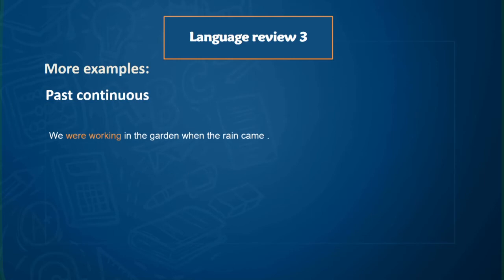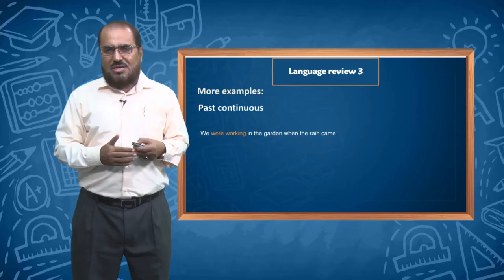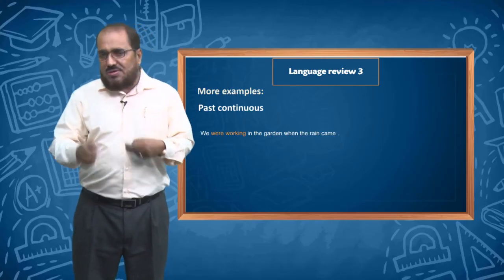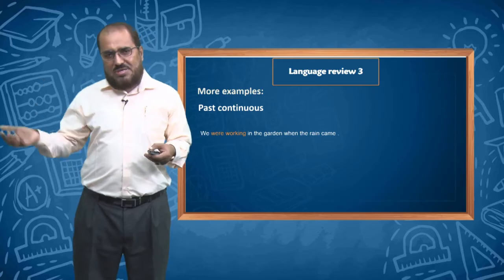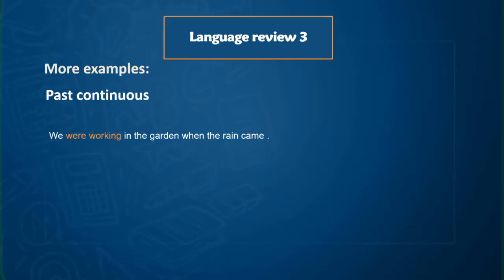Now let's take more examples about past continuous. We were working in the garden when the rain came. Usually, past continuous involves two events. One was continuing, the other one cut in suddenly, interrupted, or happened suddenly. What was continuing here? We were working in the garden. Something happened next, or suddenly the rain came. You can imagine or see a video, an imaginary video, of people working in the garden. Okay, and the rain came. This is setting the scene.